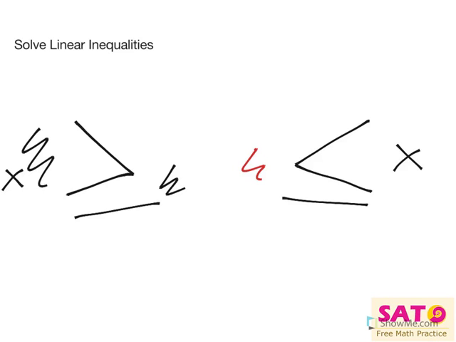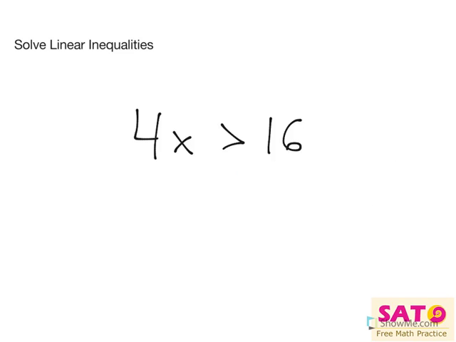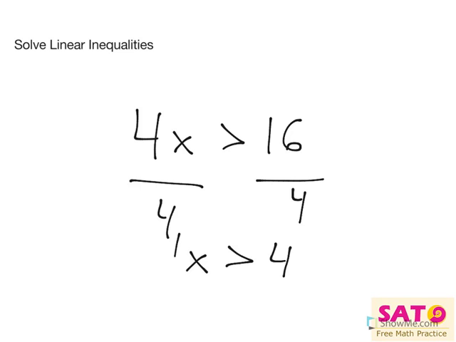Alright, so let's get started. We want to start out a little easier here. So 4x is greater than 16. What we need to do, just like an equation, is isolate x. So divide by 4 and we get x is greater than 4.